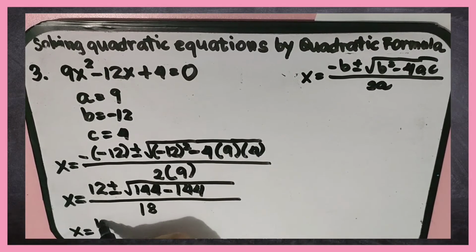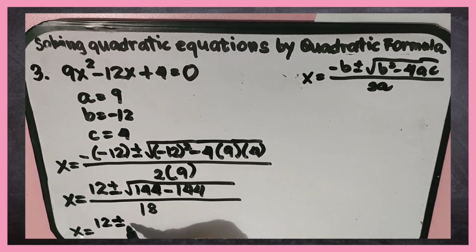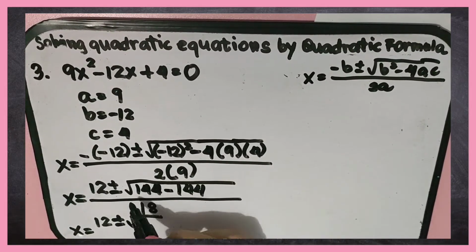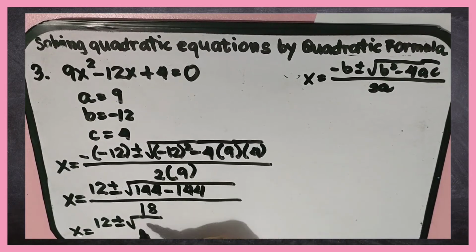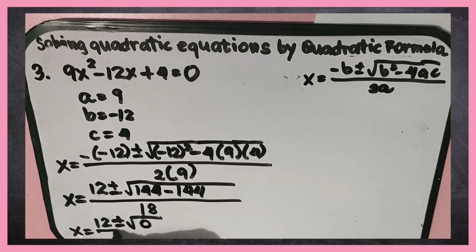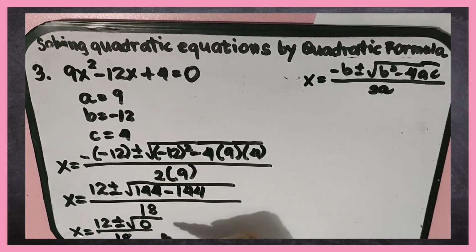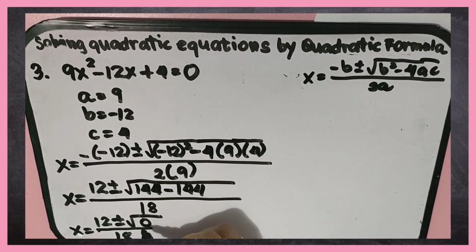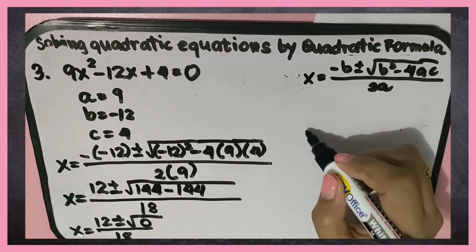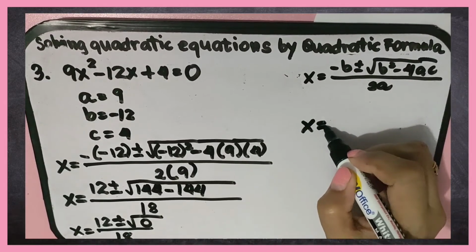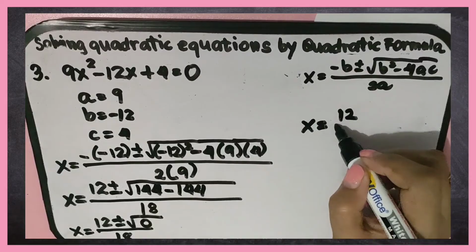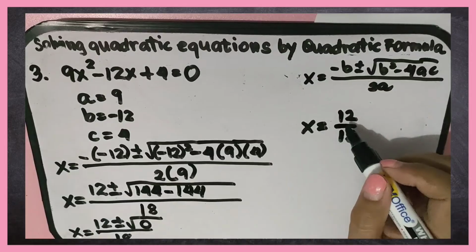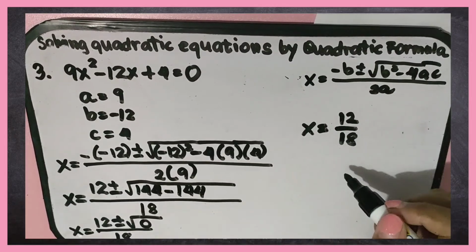Next, rewrite 12, the positive and negative, and then get the value of 144 minus 144. This is unlike sign, so you will subtract. So we have 0 over 18. So 0 yung ating radical natin, or the number inside the radical sign. Kaya, ang magiging equation na nating bago is 12 over 18 na lang. So which means our solution or root is only 1, and that is 12 over 18.